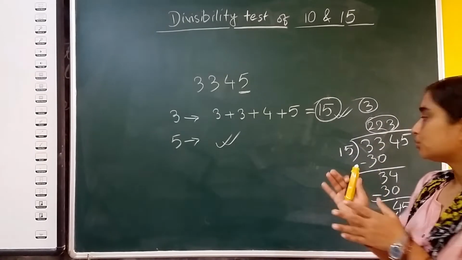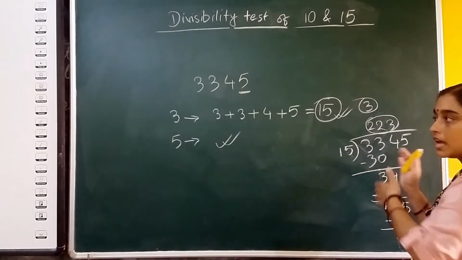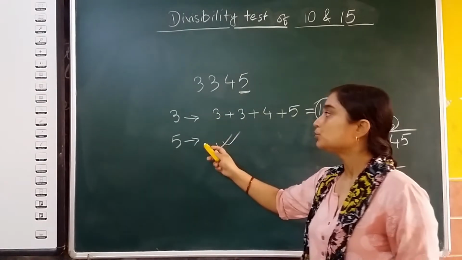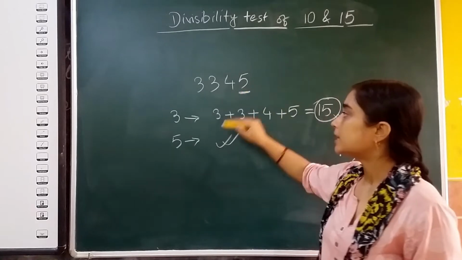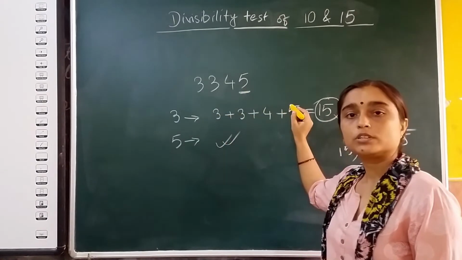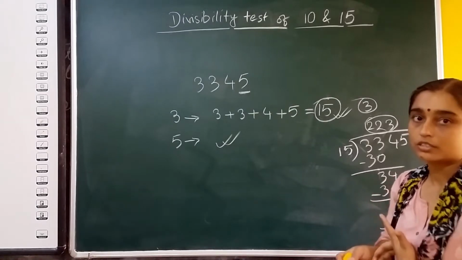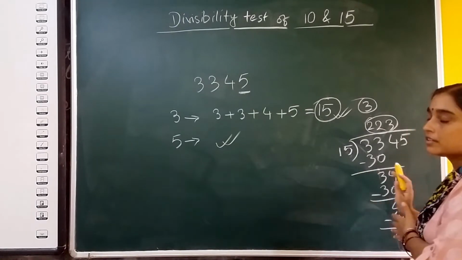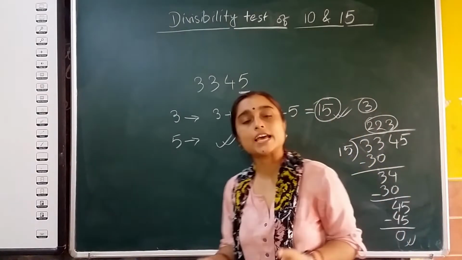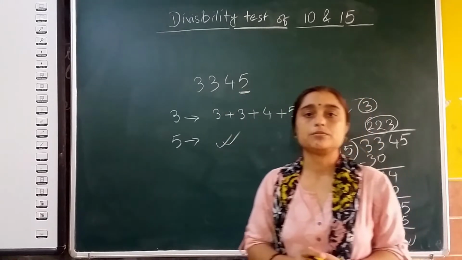So we did not have to do this division. By simply finding the ones place number and checking the sum of the digits, we can find out whether this number is divisible by 15 or not. We need not divide, and only by doing this we can find it out easily.